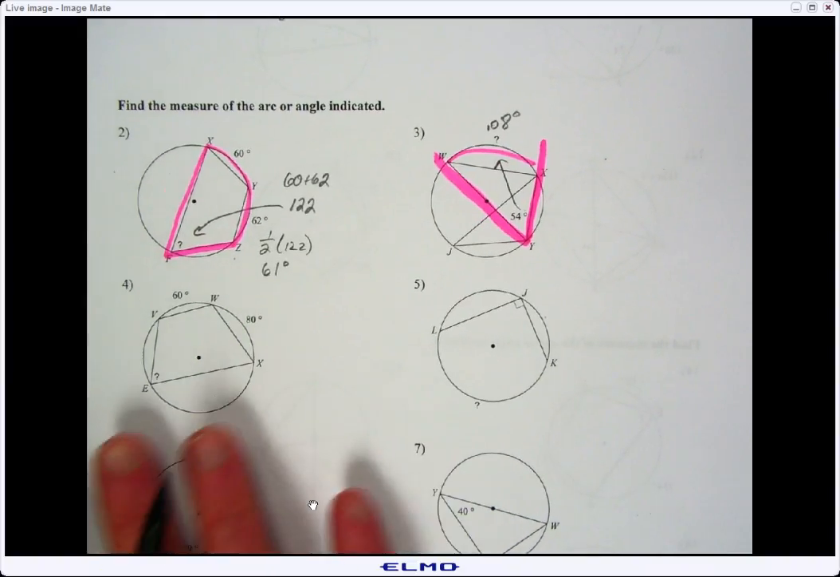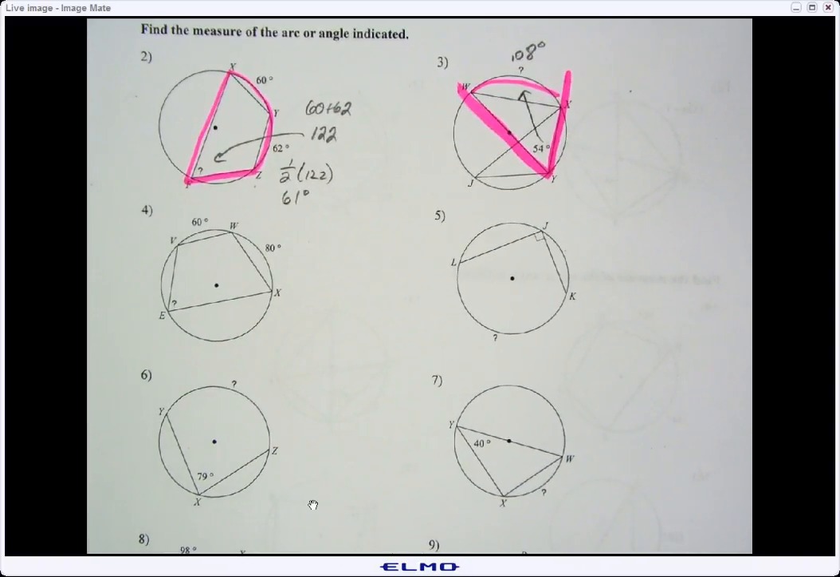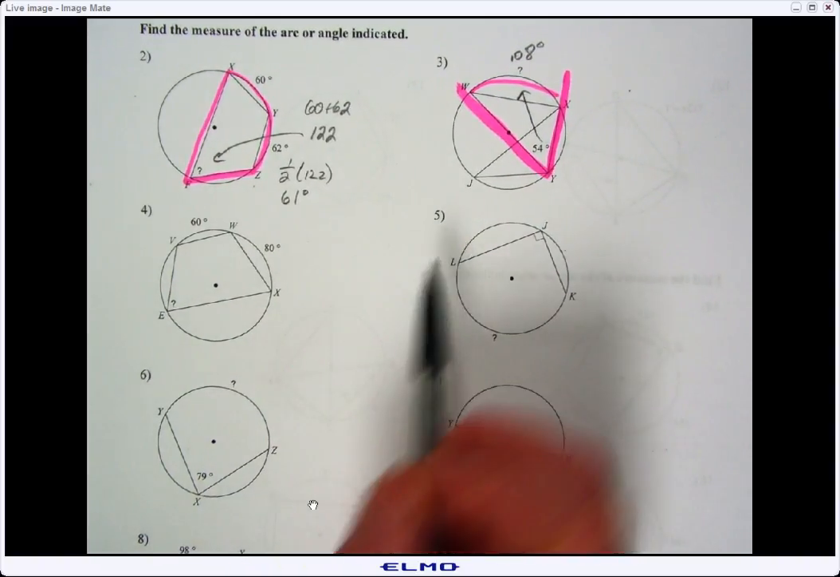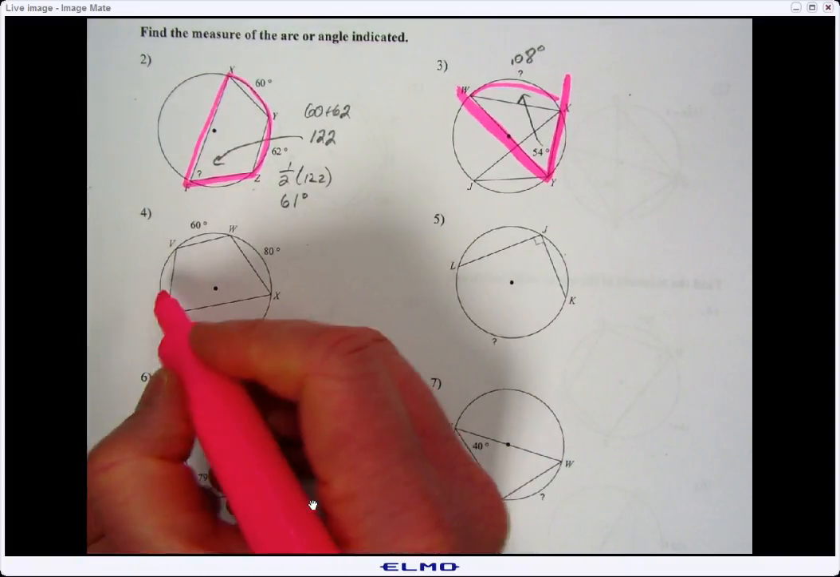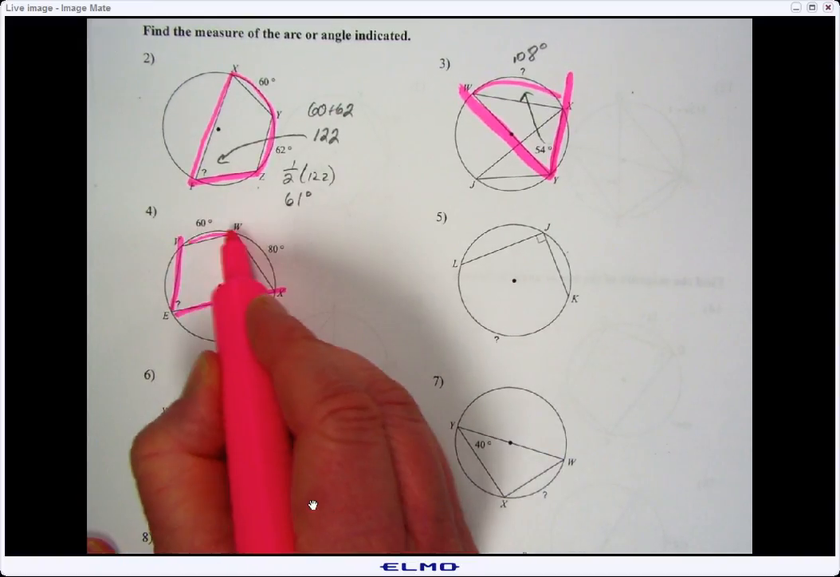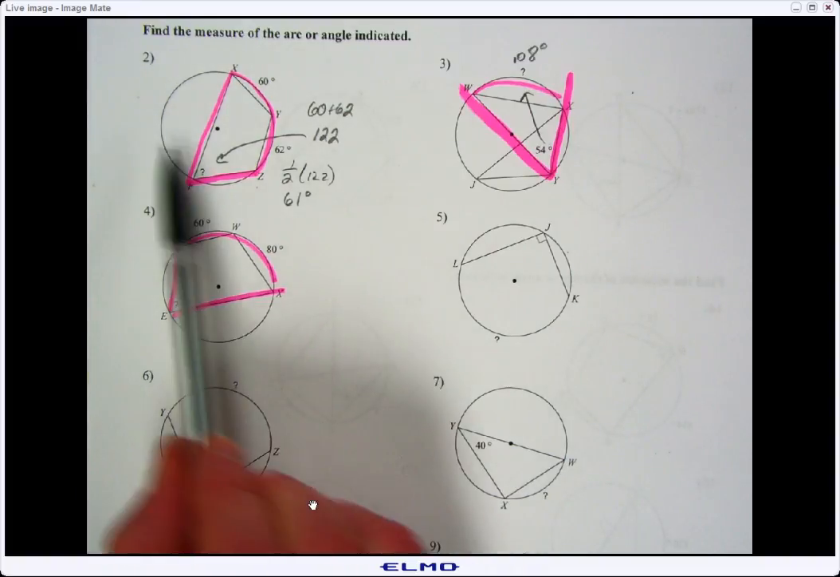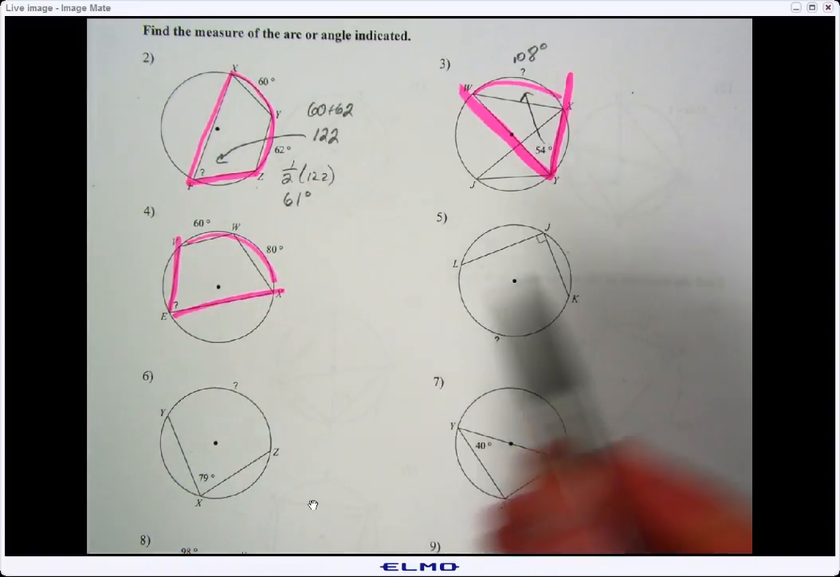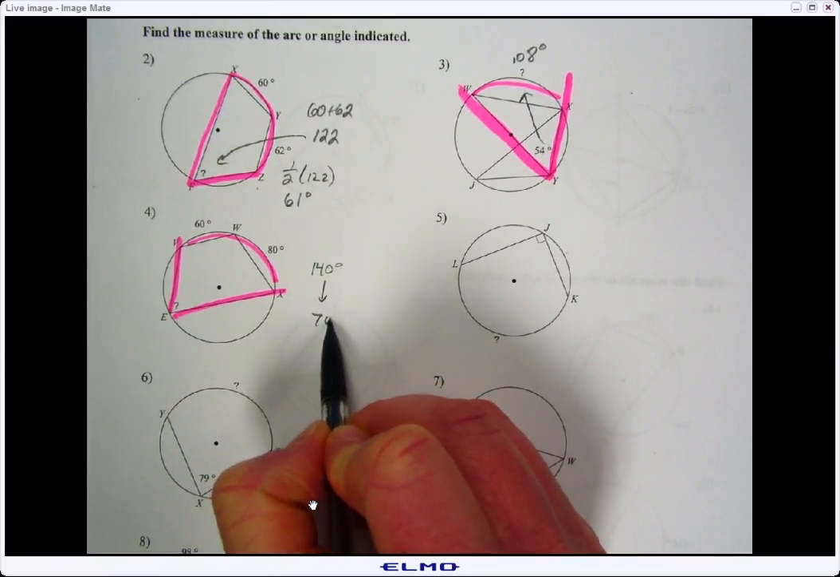I'll let you work out number 5. It's fairly easy. I'll do number 4. Again, extending your arcs is kind of like number 2. If you extend your arc or your inscribed angle, you hit the arc and you say, I know both of those, 60 and 80 is 140. That means our inscribed angle is 70.